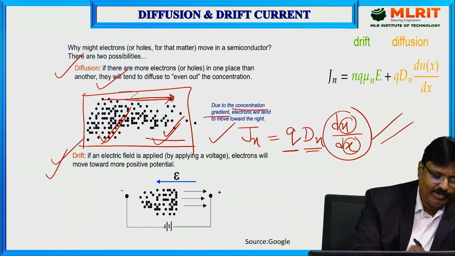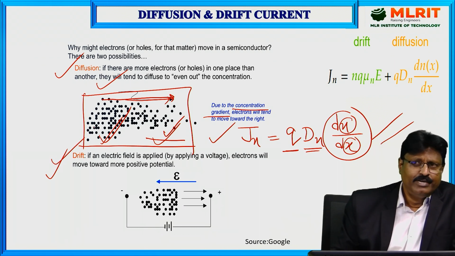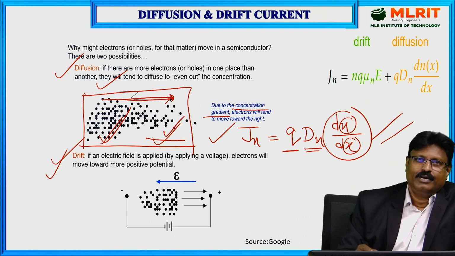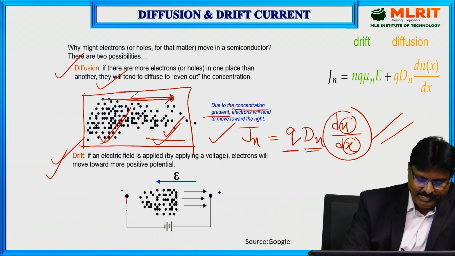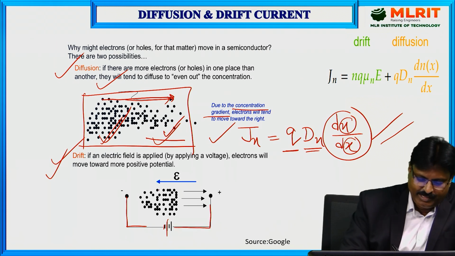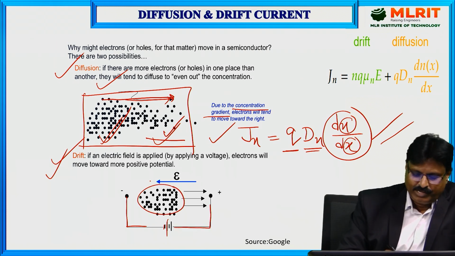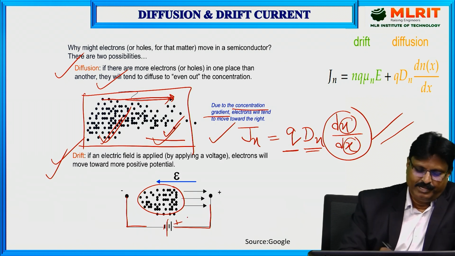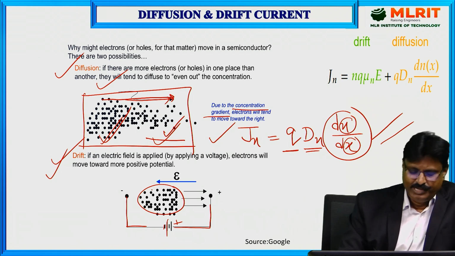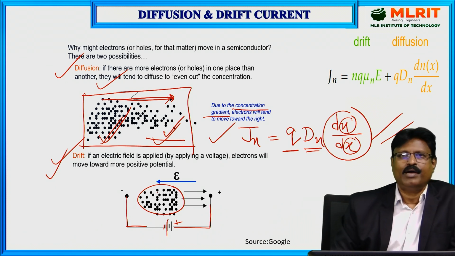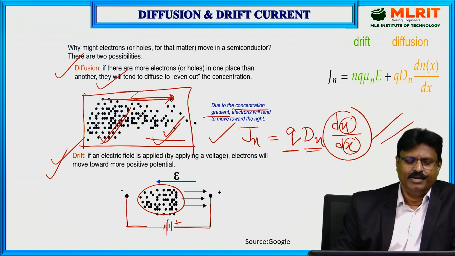Next, let us discuss the drift mechanism. The drift mechanism comes into the picture only when you apply an electric field to the diode. As you can see here, we are applying an external biasing voltage, and these are electrons. The electrons carry negative charge, so they get attracted towards the positive terminal of the battery, and thereby the movement of electrons happens, which produces a current. That current is called the drift current.